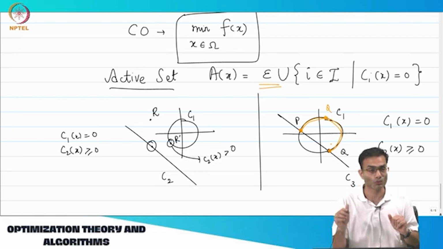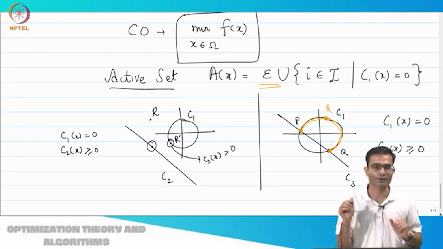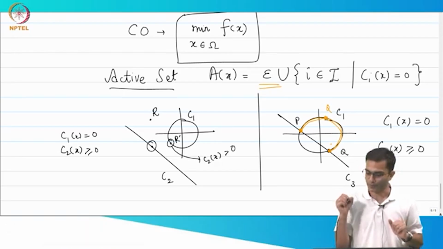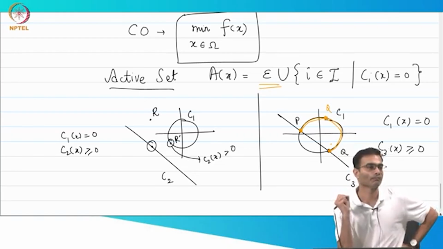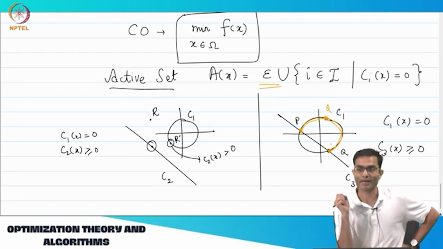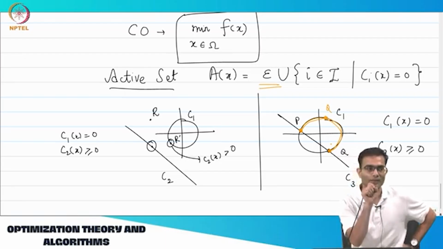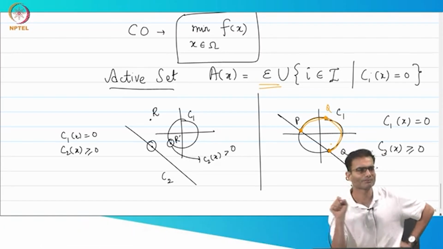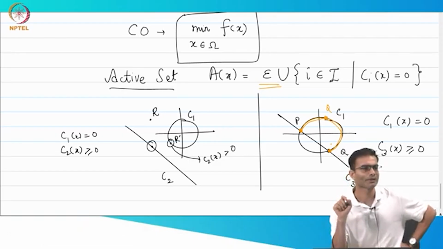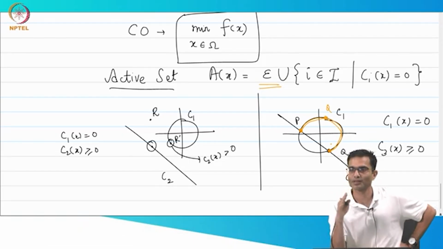So at point Q, I am sitting at point Q. Do I have to worry about C3(x) greater than or equal to 0? Remember, in calculus, I use first order Taylor's theorem, I use second order Taylor theorem. What is the real distinction? I mean, when can I use one and not the other?